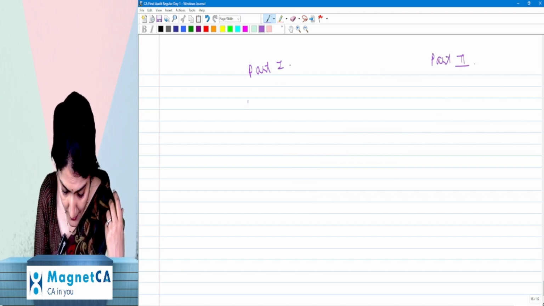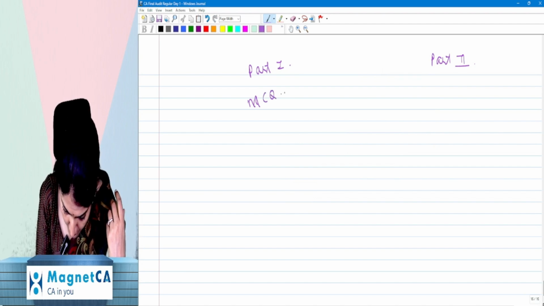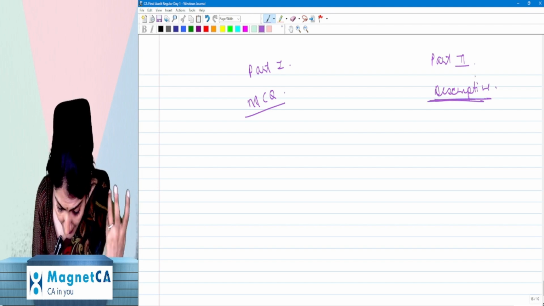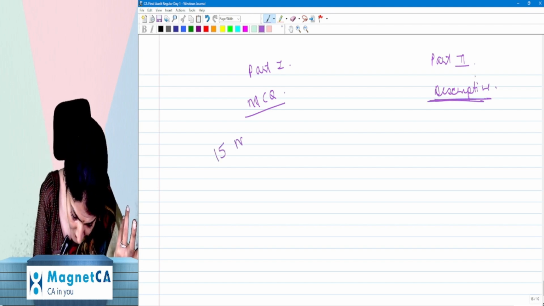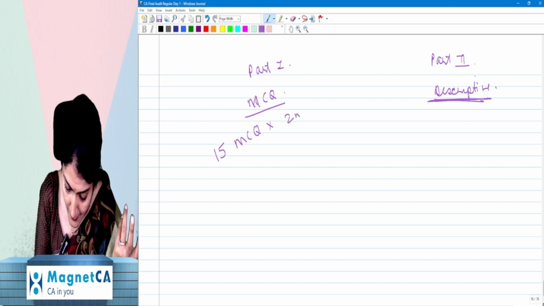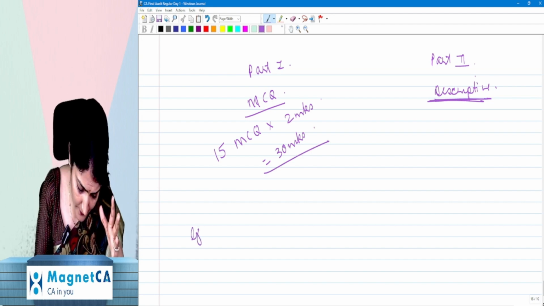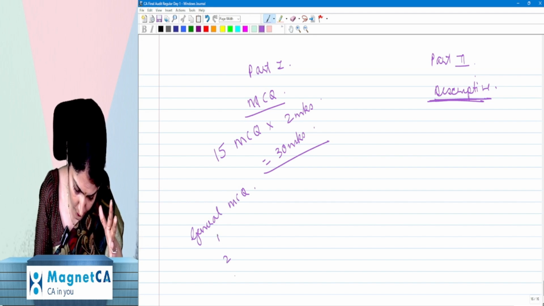In part 1 we have the MCQ questions, and in part 2 of the paper we have the descriptive questions. In part 1 we have 15 MCQ questions of 2 marks each. So that is the 30 marks of your paper. They put some general MCQs there, say 3 general MCQs, 1, 2, 3.